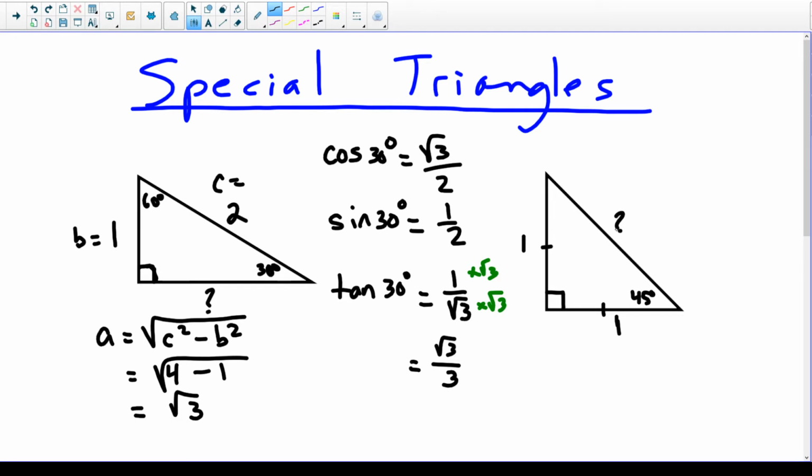the hypotenuse again. Sorry, the unknown side again. In this case, it's the hypotenuse. So if we calculate, c would be the square root of a squared plus b squared, but in this case it's just 1 squared plus 1 squared, which becomes the square root of 2. So we now know that c is equal to the square root of 2 on this triangle.